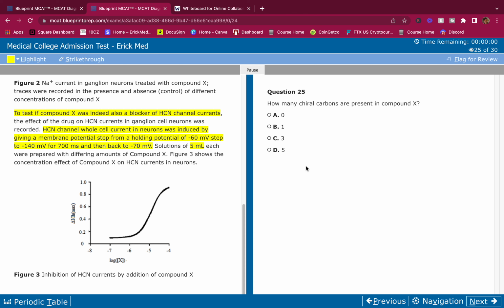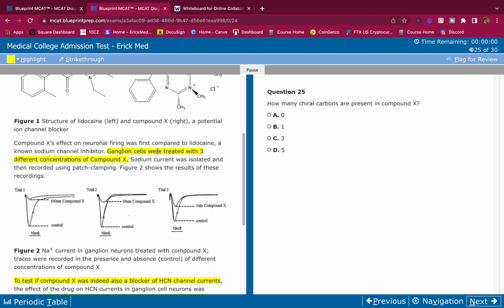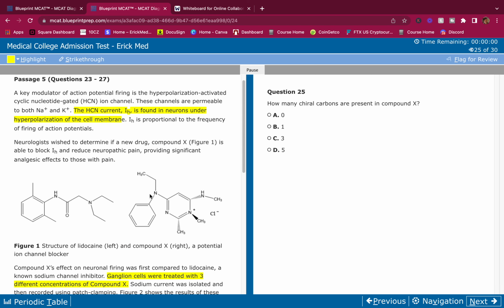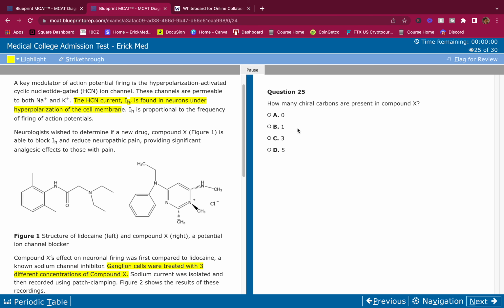How many chiral carbons are present in compound X? Let's go to compound X. Remember, chiral carbons need to be bonded to 4 different substituents. Anything in a ring here, like this benzene ring, none of those are chiral. Like this carbon is bonded to 1, 2, let's say a hydrogen here, that's 3. Those are the 4 bonds of that carbon. It's not bonded to 4 different things. It's bonded to 3 different things with 4 bonds total.